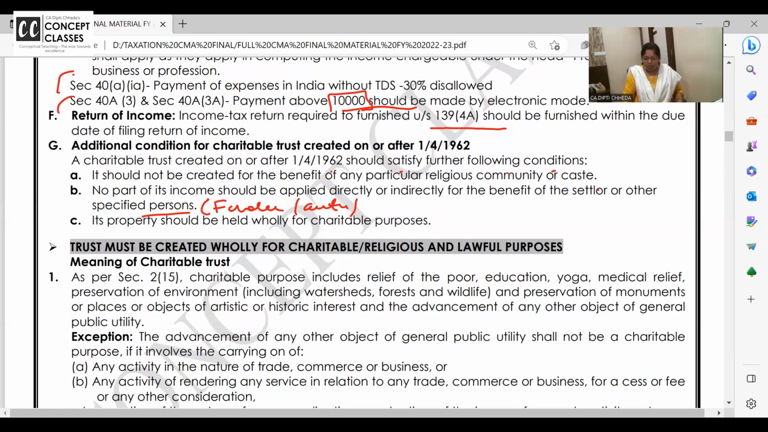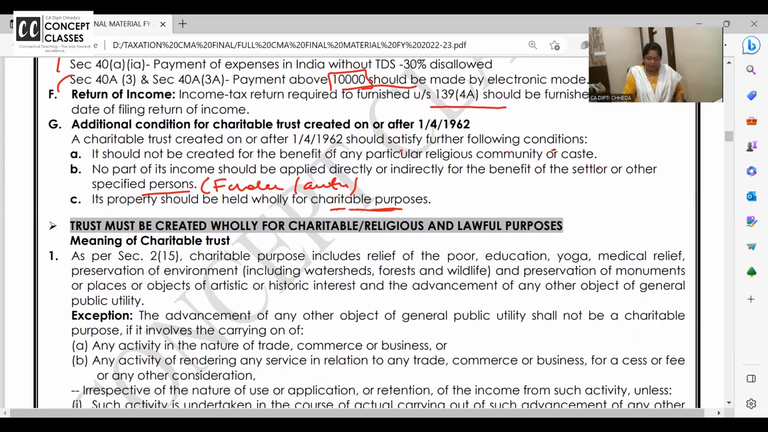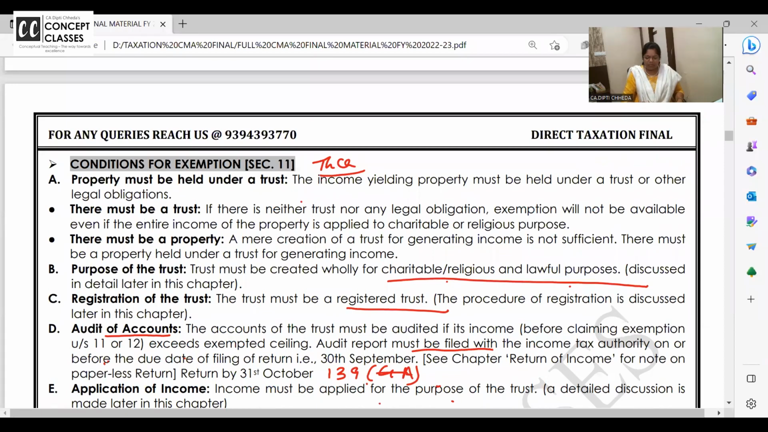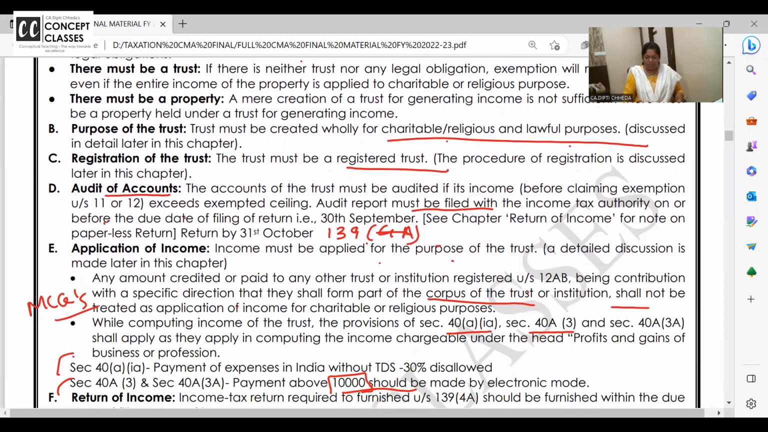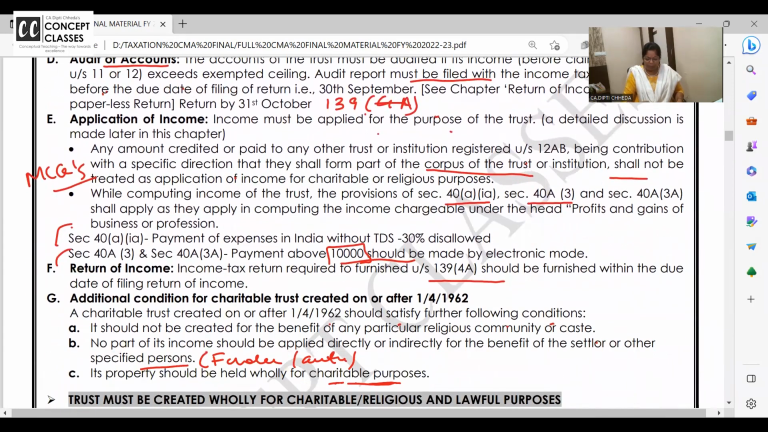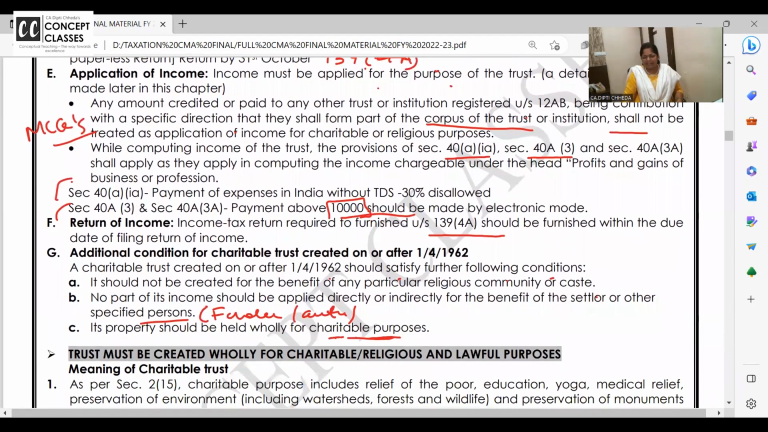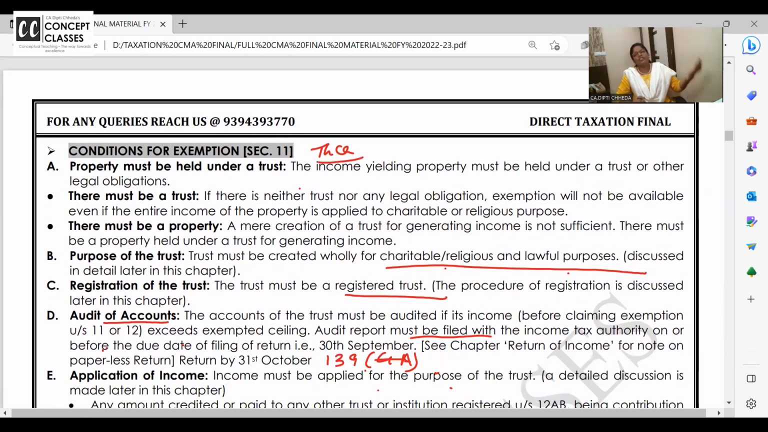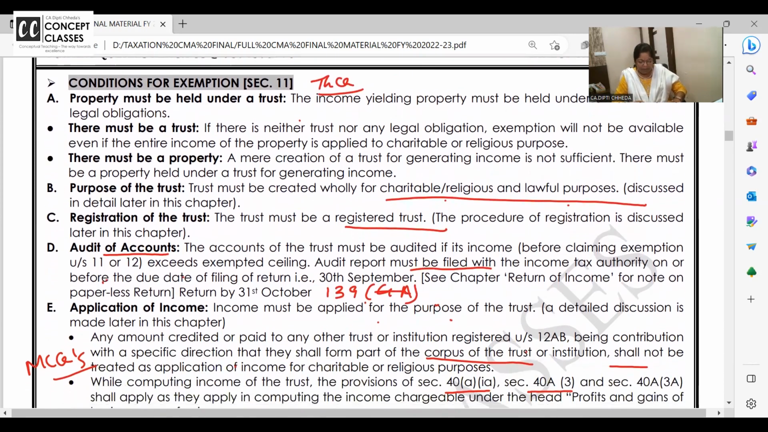Its property should be wholly owned for charitable purpose. Right. So now, if they ask you theory conditions, what are conditions? There should be trust, there should be property, trust should be registered, books of account should be audited, returns should be filed, they should apply the income for proper purpose. In brief, you can write these 5-6 points which are essential for the trust so that whatever income they apply, 85% is exempt under the trust. One part of the topic is over.